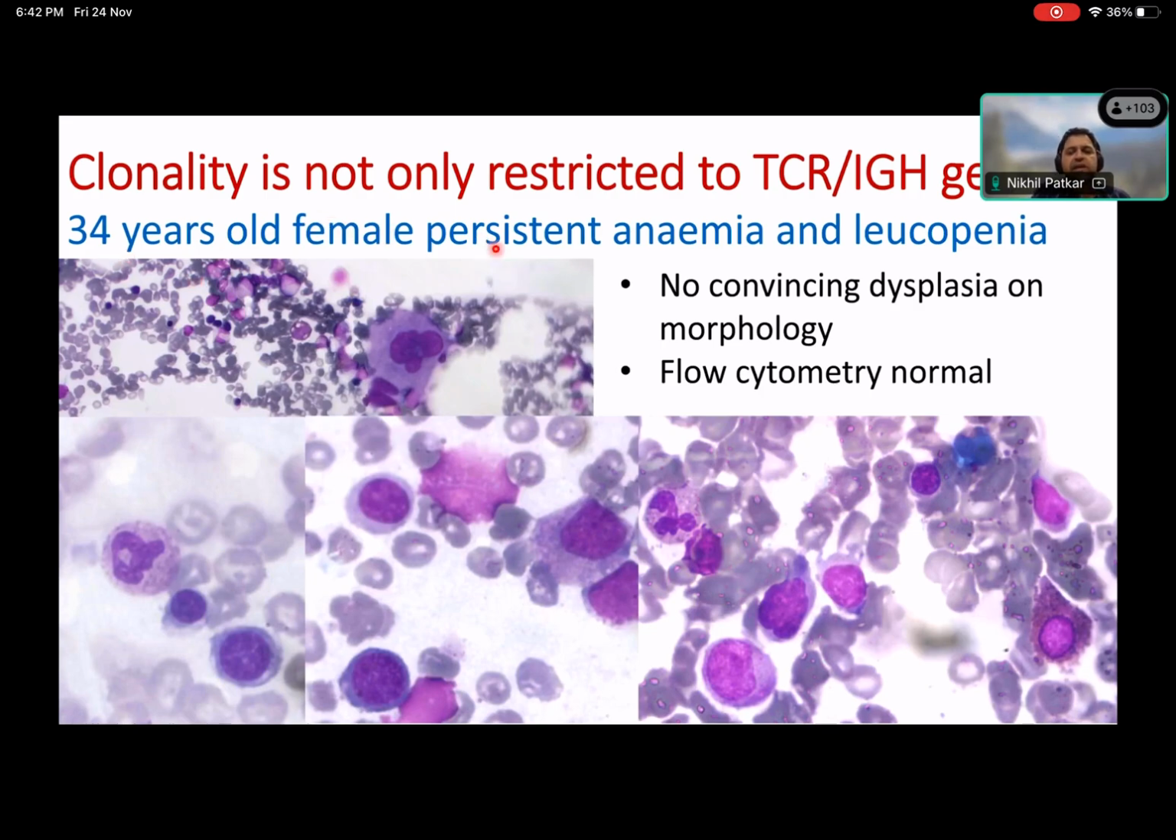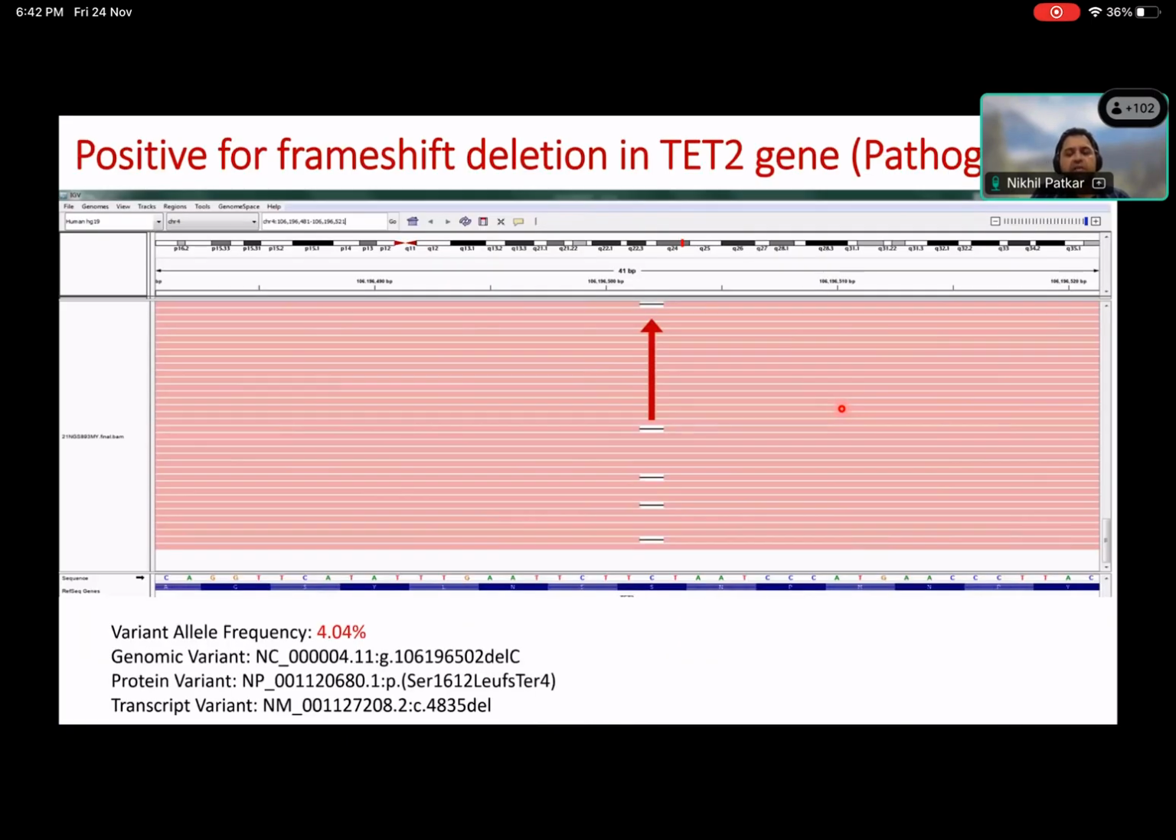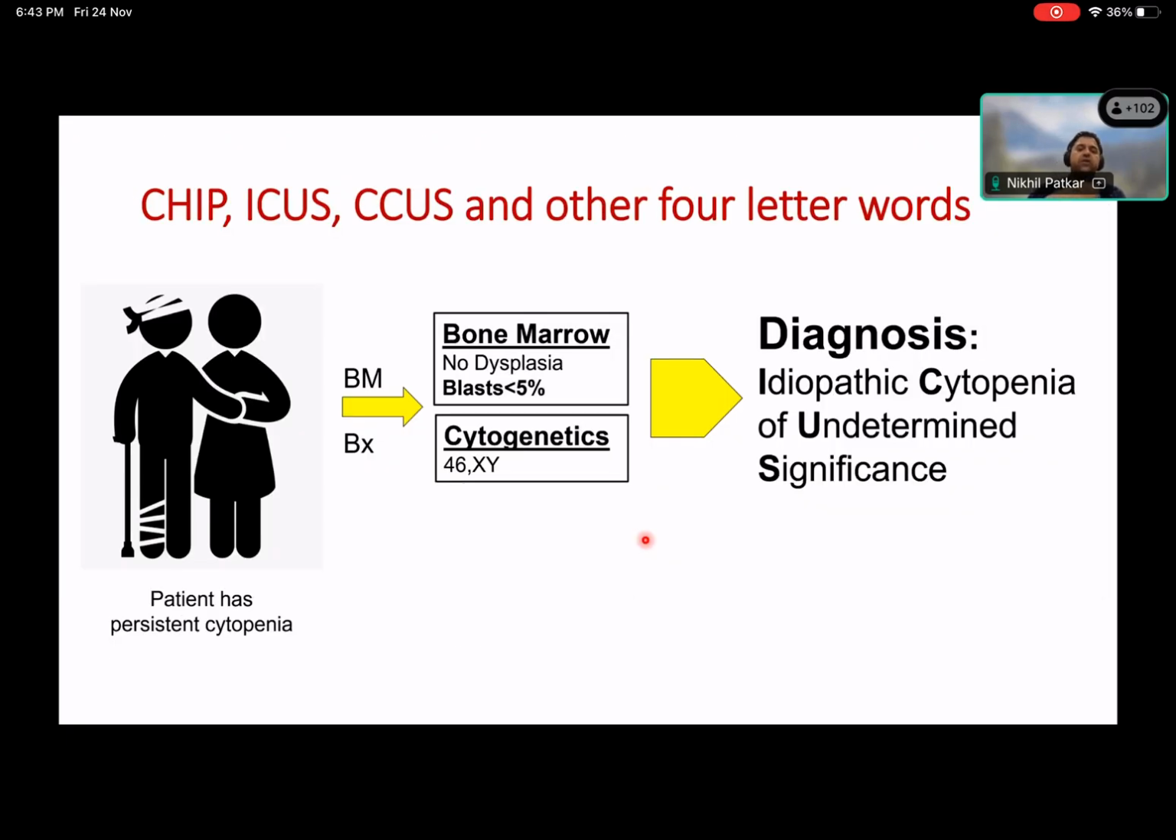So you have a 34-year-old female here with persistent anemia, leukopenia. There is no convincing dysplasia on morphology. Flow cytometry is normal, and FISH is negative for any abnormality. However, when we performed NGS, we identified a low VAF TET2 mutation which is present in this patient. Which brings us to the next concept of what is CHIP, ICUS, and CCUS.